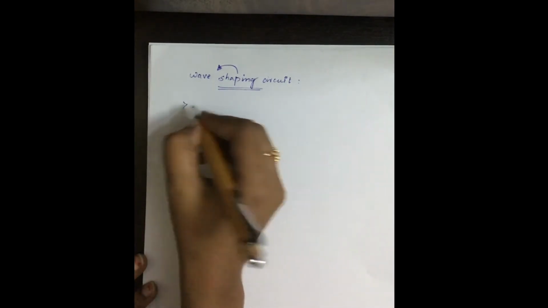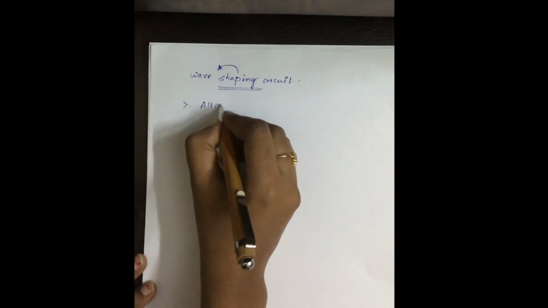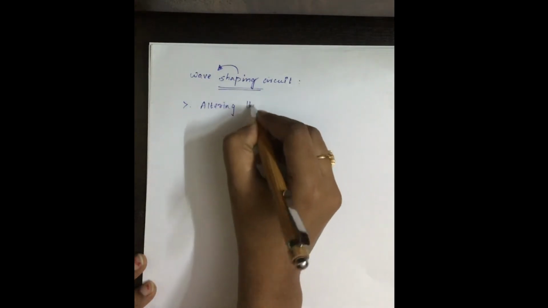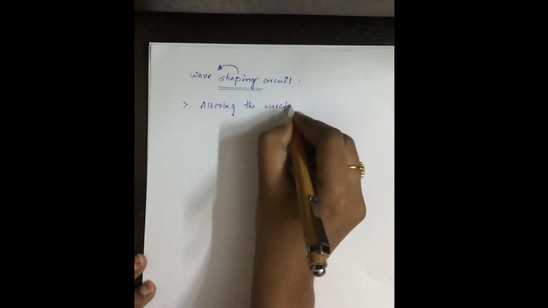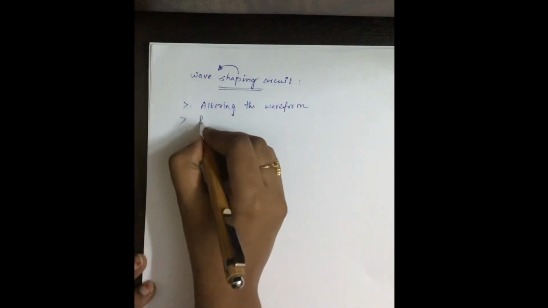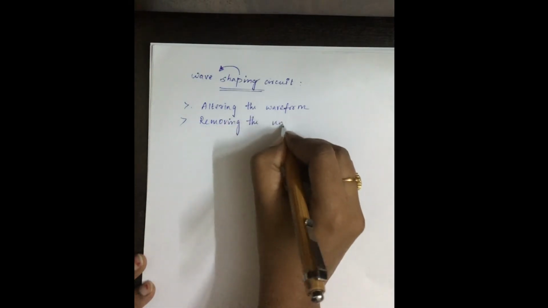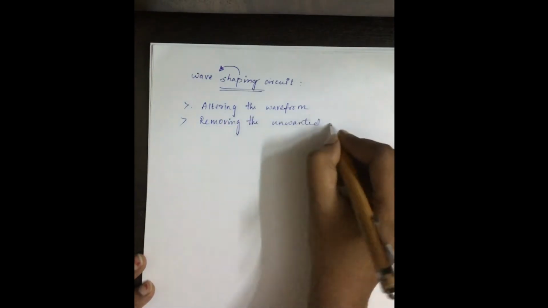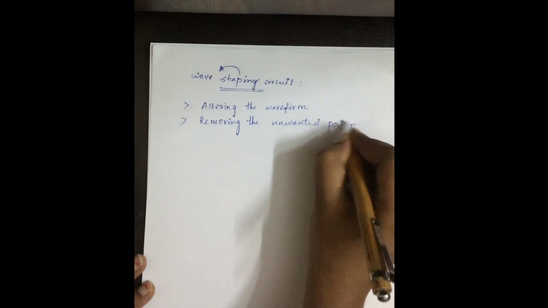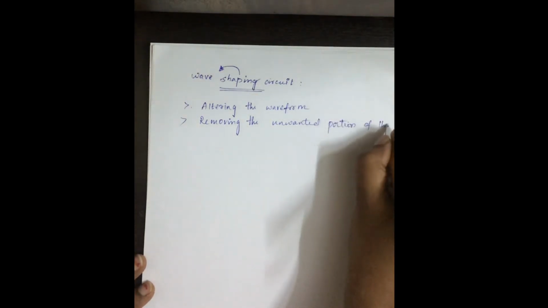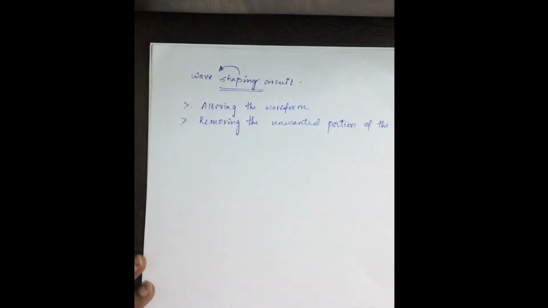So it is just altering the waveform, or you can also say removing the unwanted portion, not the complete signal, just a portion of the input signal. Say if you need only the negative half of the waveform, and you want to remove the positive half, then these wave shaping circuits will help you.